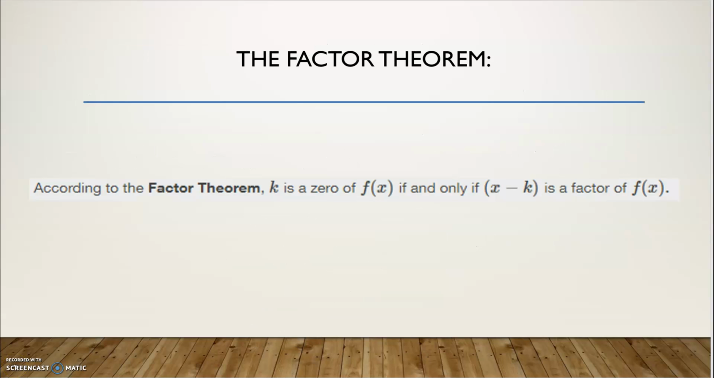Okay, so then the factor theorem. According to the factor theorem, k is a 0 of f of x if and only if x minus k is a factor of f of x. So basically, if we can plug in k and it equals 0, then we're saying that it is a 0 of f of x, and would also be a factor of f of x.